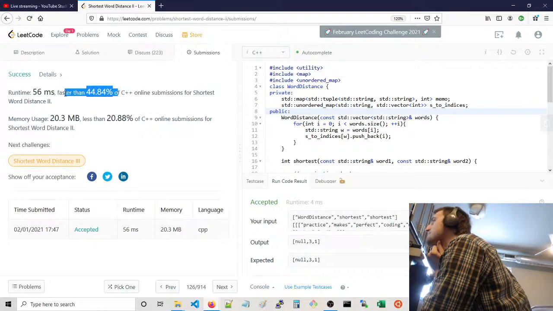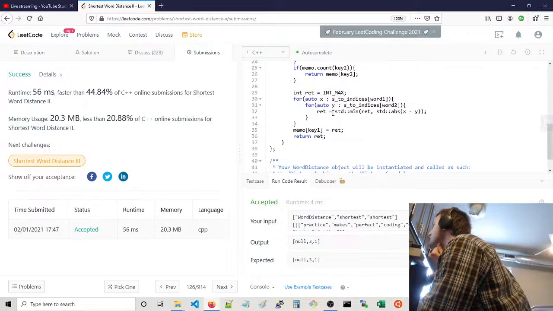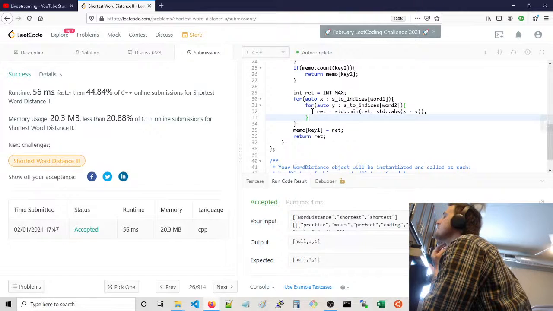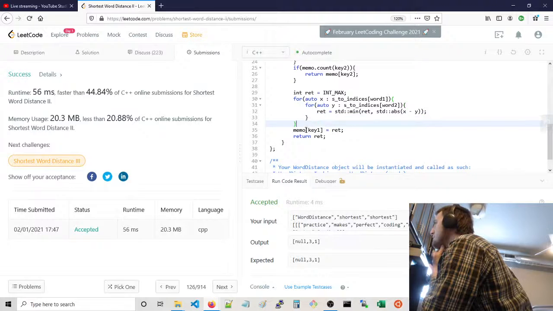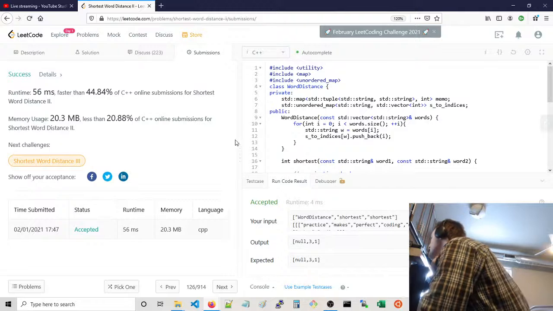Not the fastest. There's probably a faster way. You could use a binary search inside this loop, and that would be faster. But do we really need to do that? Not really. No. That's it.